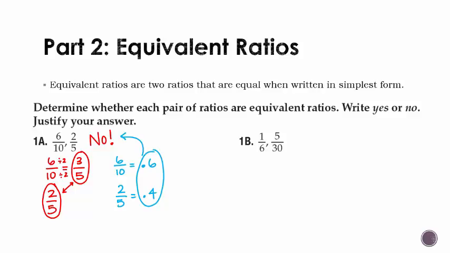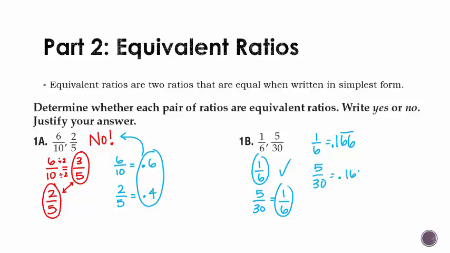So same thing with this one. 1/6 is as simple as possible, but 5/30 is not. So you find a number that goes into both of them, and since it's 5, you end up with the same thing. And if you type 1/6 into your calculator, you get 0.16 repeating forever and ever. And if you type in 5/30, you get exactly the same thing. So another reason to write yes. I don't really care which way you use. They're both good ways to figure this out.